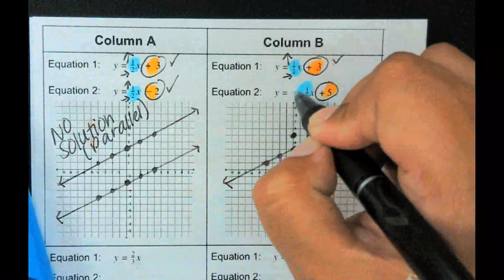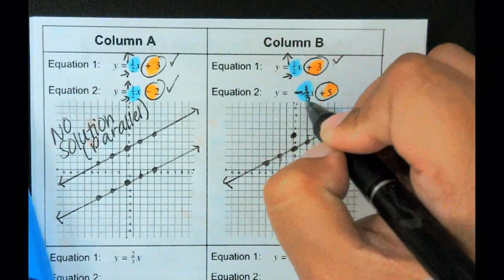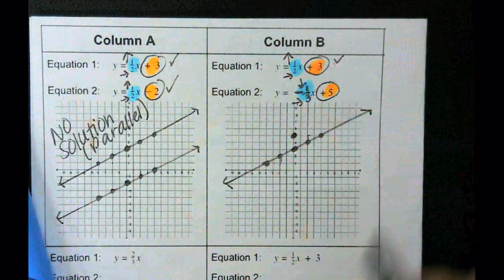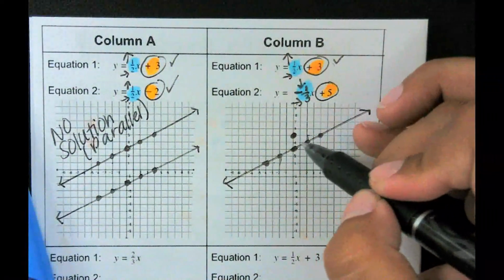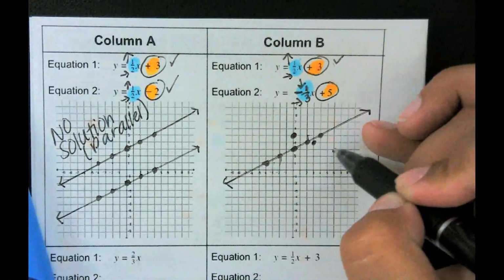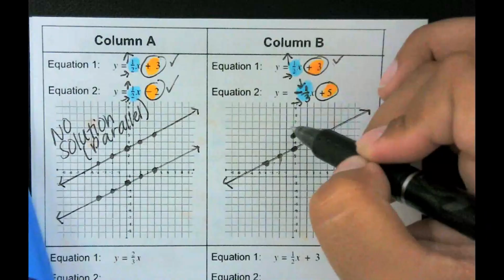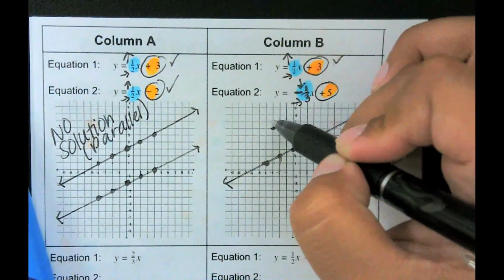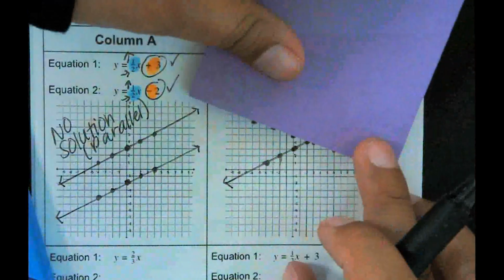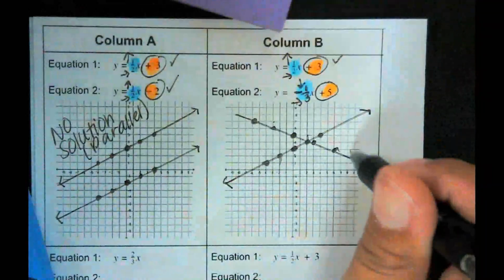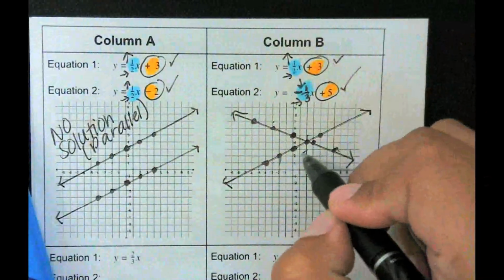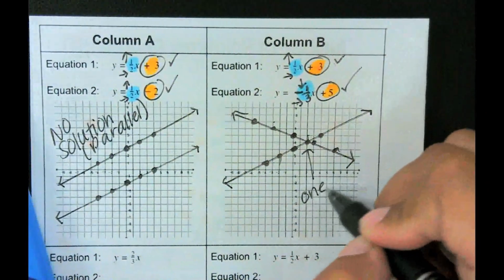Slope is -1/3, so down 1. Pay attention. Down 1, 1, 2, 3. Down 1, 1, 2, 3. Go backwards, up 1, left 3. Okay, this has 1 solution.